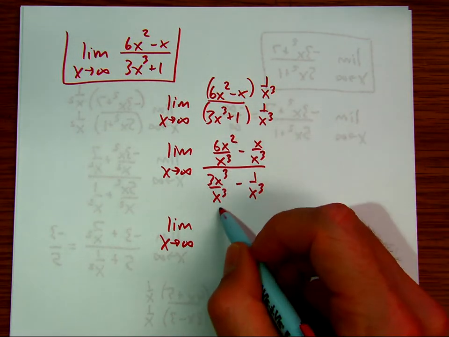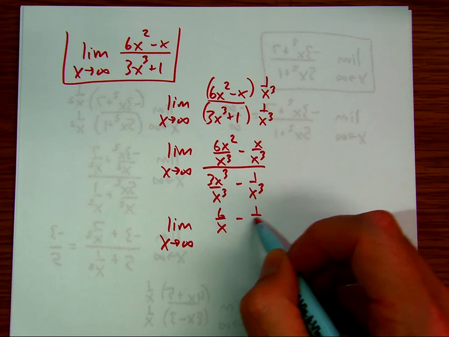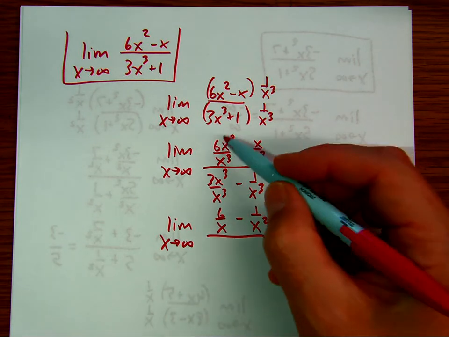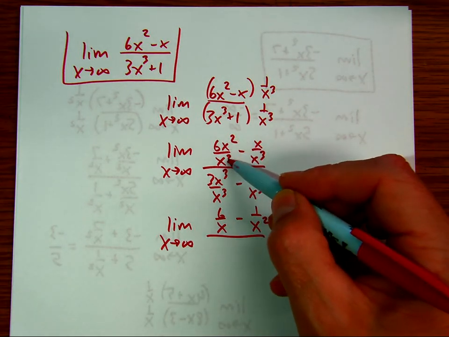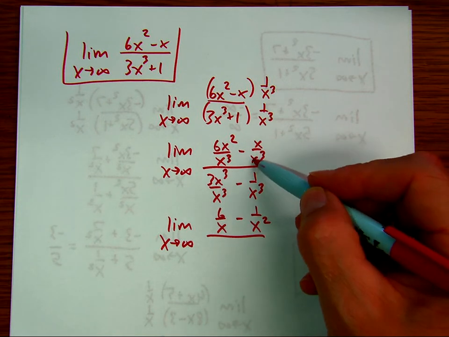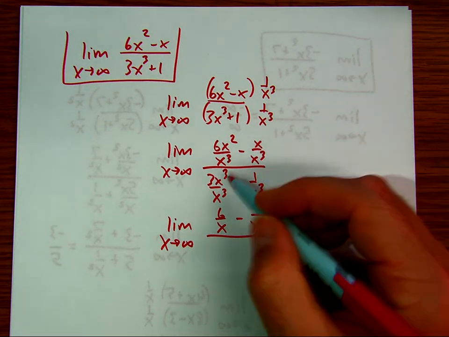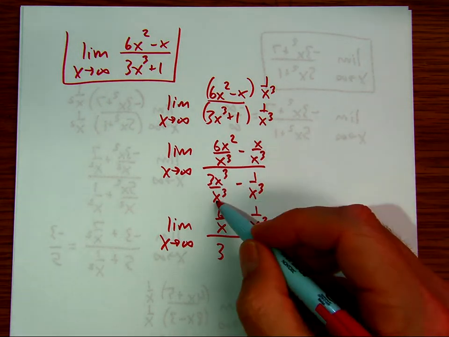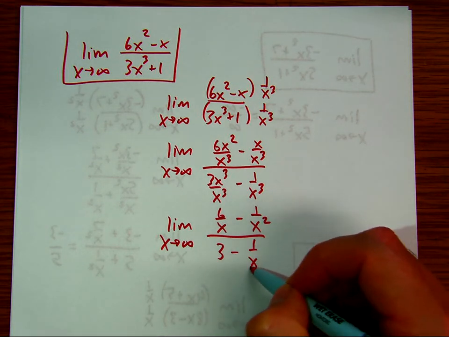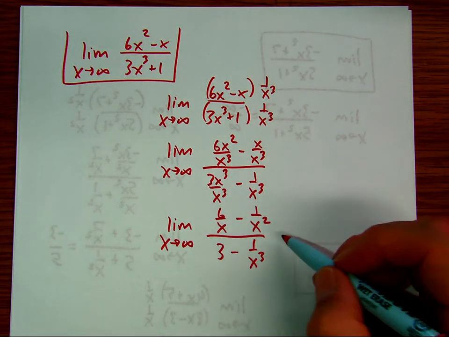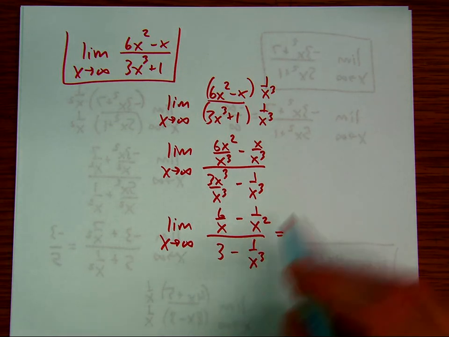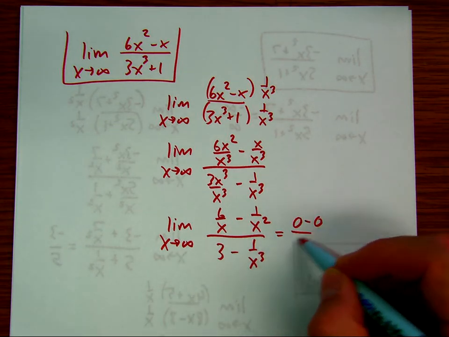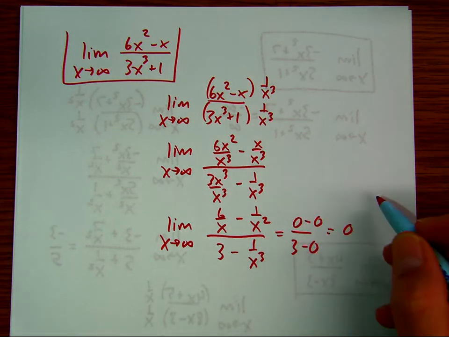So we get 6 over x minus 1 over x squared. This x squared cancels with 2 of these, and we're left with 1x. Here the x's reduce, and we'll get 1 over x squared. Here the x's divide to get 1. And that stays. So that's going to be 0 minus 0 over 3 minus 0. And that equals 0.